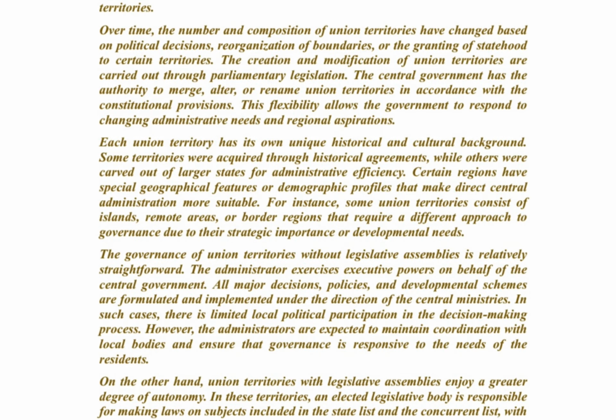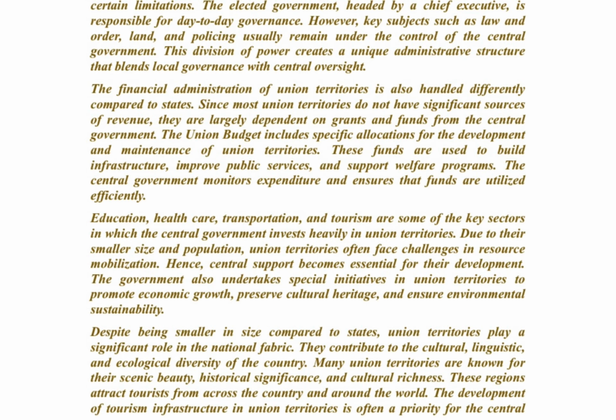In these territories, an elected legislative body is responsible for making laws on subjects included in the state list and the concurrent list, with certain limitations. The elected government, headed by a chief executive, is responsible for day-to-day governance. However, key subjects such as law and order, land, and policing usually remain under the control of the central government. This division of power creates a unique administrative structure that blends local governance with central oversight.